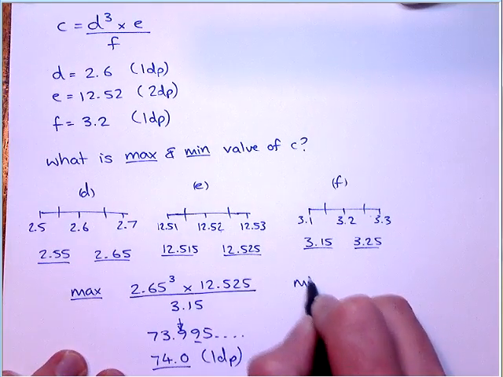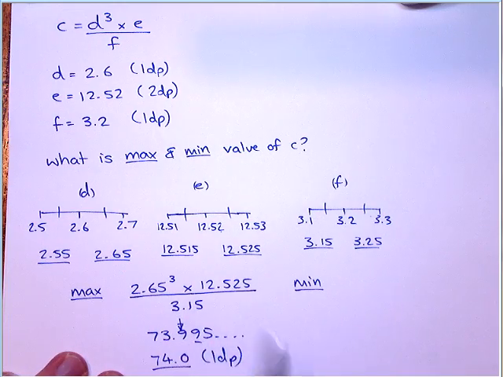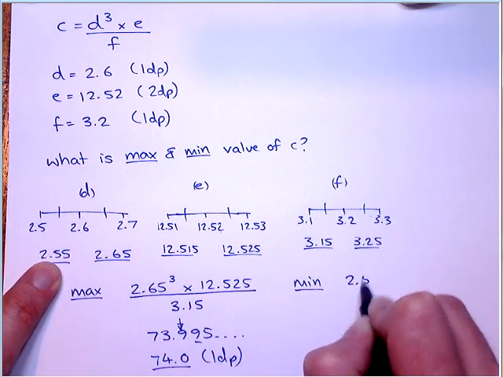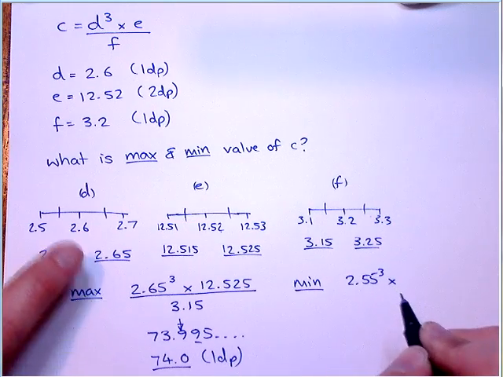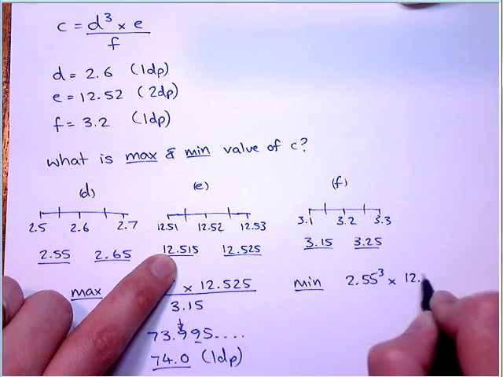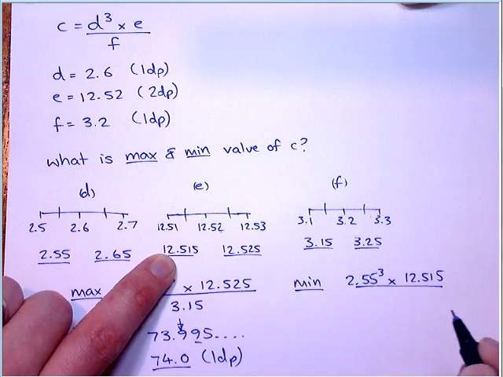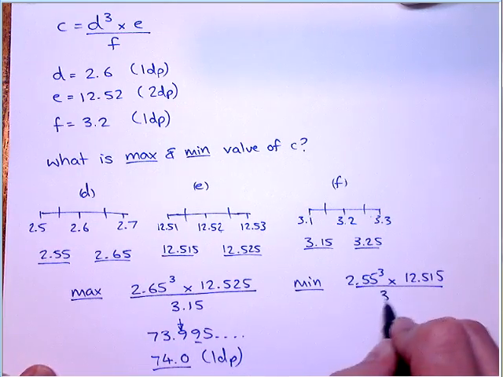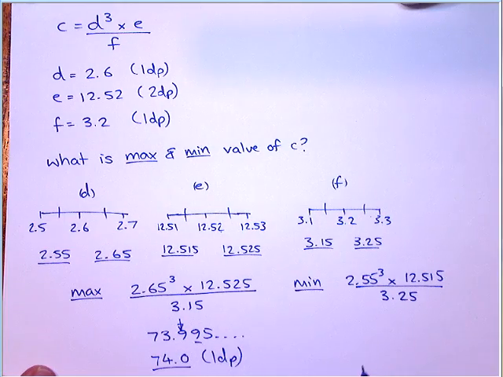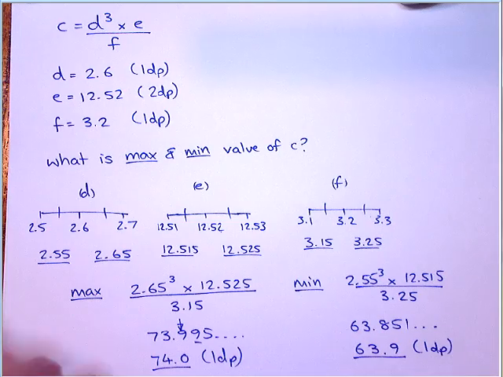And for the minimum, we want the top to be as small as possible. So the smallest for D, multiplied by the smallest for E, and the biggest value for F. And when you type that one in, you should definitely get a smaller answer. In fact, you do. You get this, which is much easier to round to 1 decimal place. And there we have it. So that is upper and lower bounds. You just have to go and get practicing now. The questions hardly ever change.